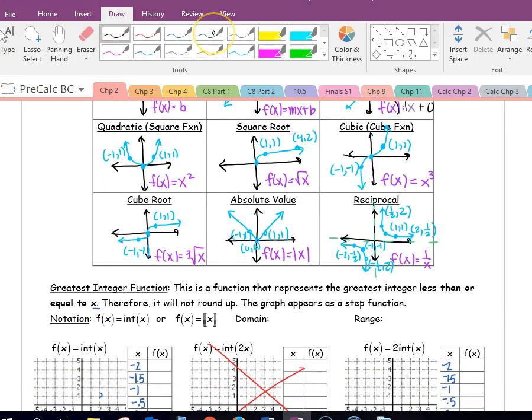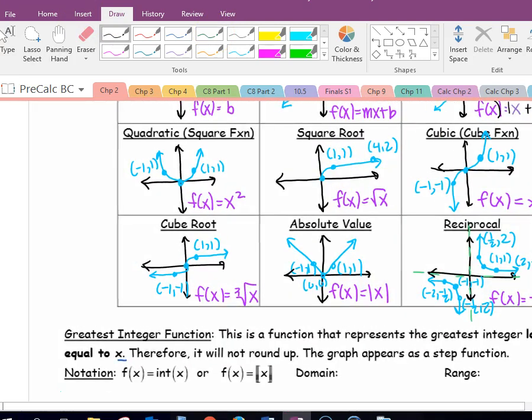Next, cube root. The cube root function looks like f of x equals the cube root of x. Notice that it has the same important points as the cubic function, but it's almost rotated and looks a little different like this. So it's a little flatter. We're going to talk more about that in the coming days and weeks.